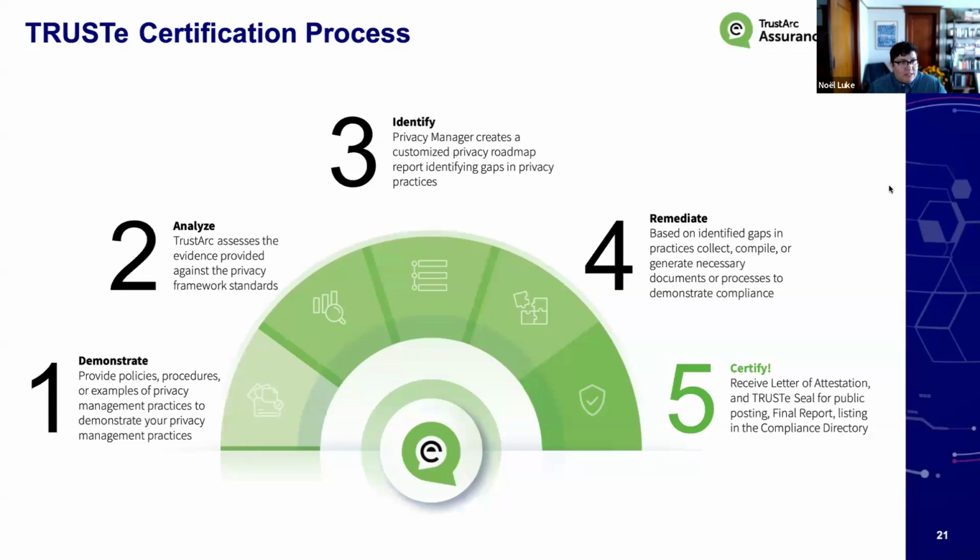So we've identified the gaps for you and said, here are the things that we've identified that don't meet that assessment criteria. We will walk you through what we found and help you to identify maybe next things that you need to do in order to come up to that standard. You remediate. Once you do, you are certified. And then what happens? Well, you'll get this letter of attestation. You'll get the TRUSTe seal that you can publicly post. That's sort of the digital representation of your participation. And then you're listed in the compliance directory.